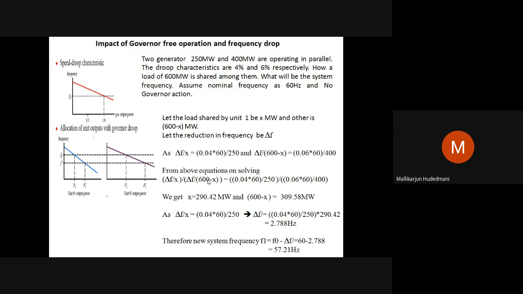This is a very simple problem. In proportion to their capacity and characteristics, there is a sharing. When there is no governor action, frequency drop is noticed. If it is a governor-based operation, this drop would have been adjusted and controlled by the governor itself by a subsequent shift in megawatt supplement by the turbine's power. We will see in the upcoming slide how it is worked out. This is to show you the basic working of governor-free operation.